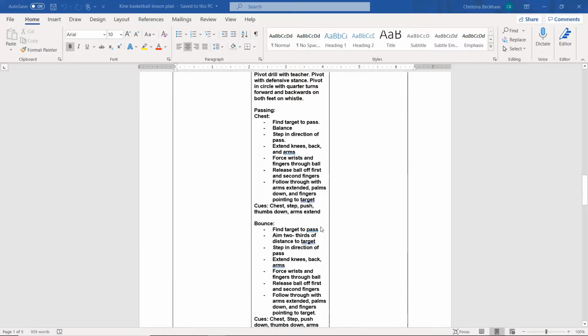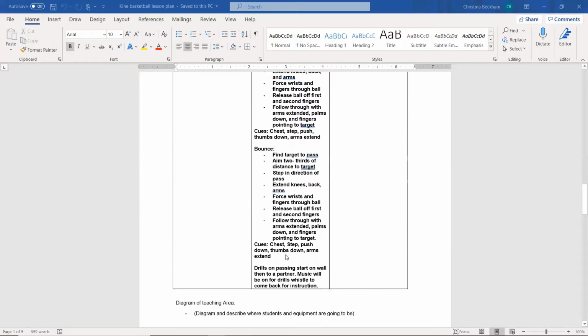For the bounce pass, everything is about the same except that the students are to aim two-thirds of the distance to the target, pass, and step in the direction of the pass. The cues for this one are as follows: chest, step, push down, thumbs down, arms extended.